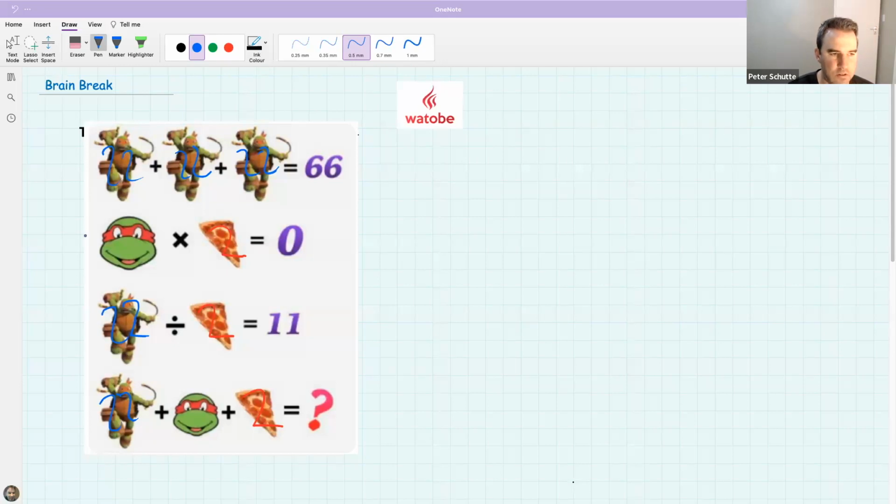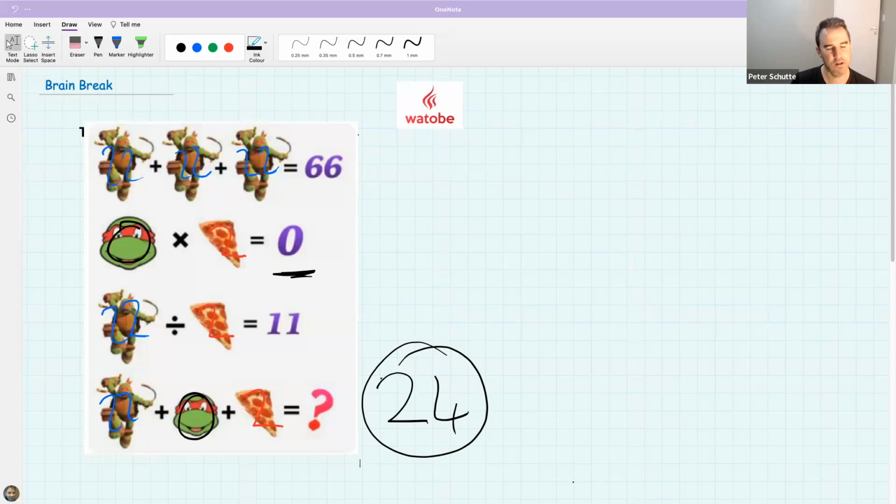Now, what is this red guy going to be? So I think something times 2 is 0. So then this has to be 0, which means this has to be 0. Yes, Linda, I agree. The turtle head has to be 0. So we've got 22 plus 0 plus 2 is going to be 24.